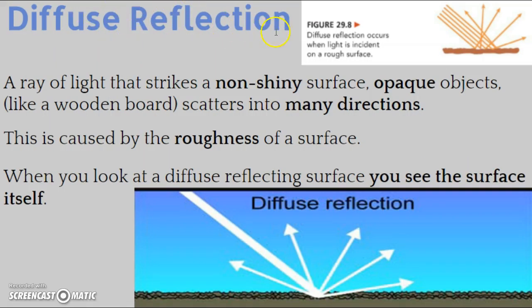Diffuse reflection. Diffuse reflection occurs when light is incident on a rough surface. In other words, incoming light is scattered in many different directions as it reflects. A ray of light that strikes a non-shiny surface or an opaque object, like a wooden board or even a desk in your classroom, scatters into many directions. This is caused by the roughness of a surface. When you look at a diffuse reflecting surface, you see the surface itself.